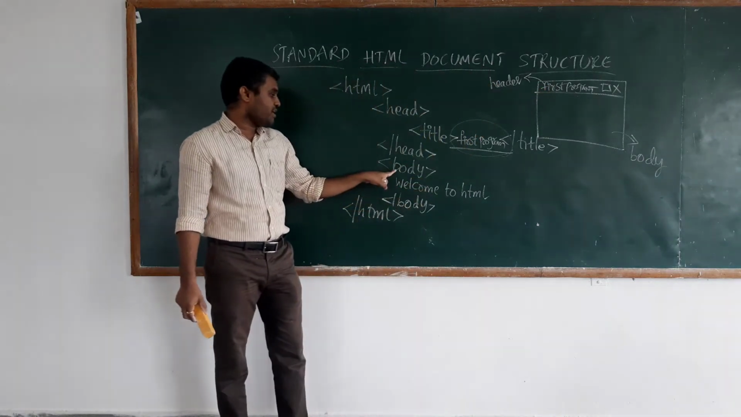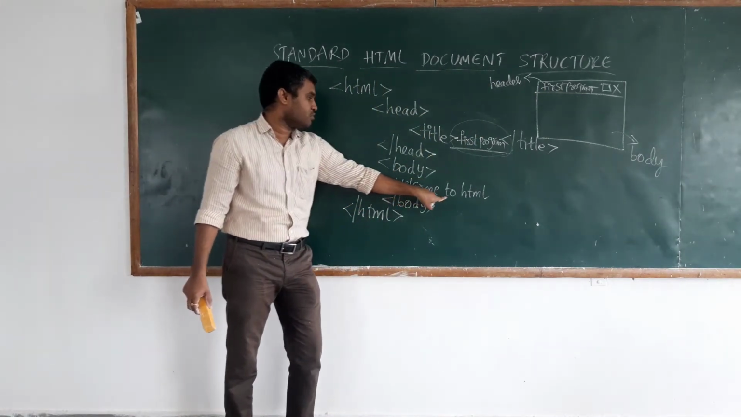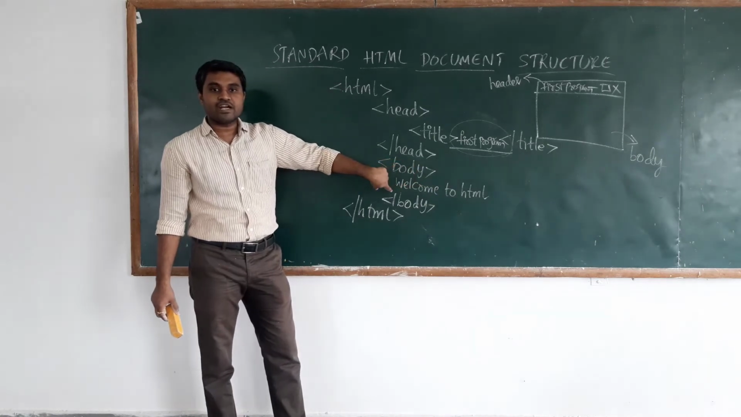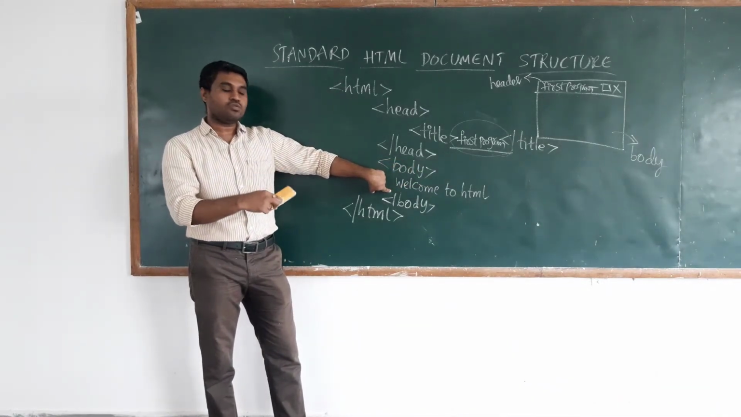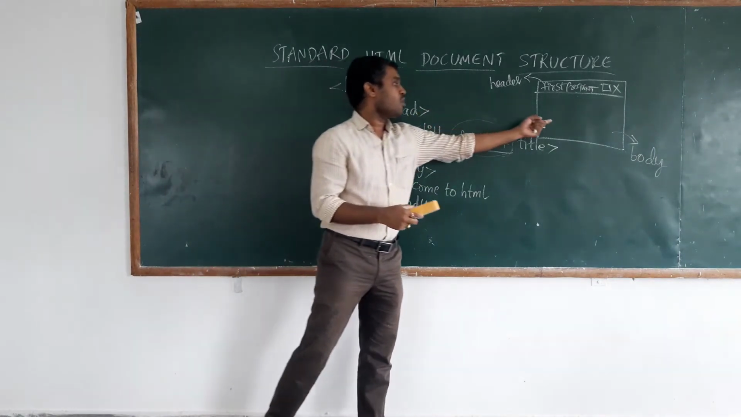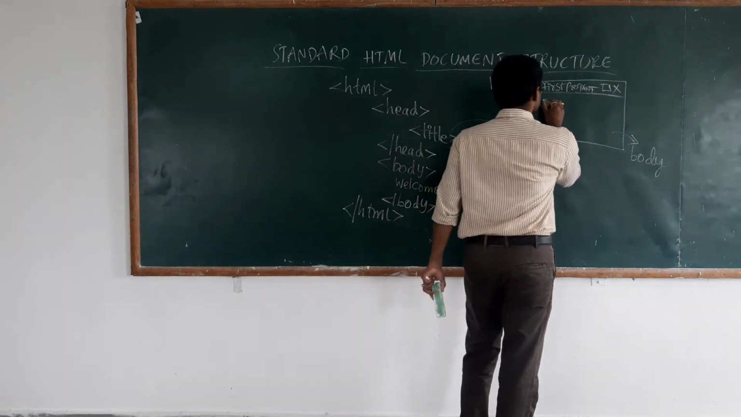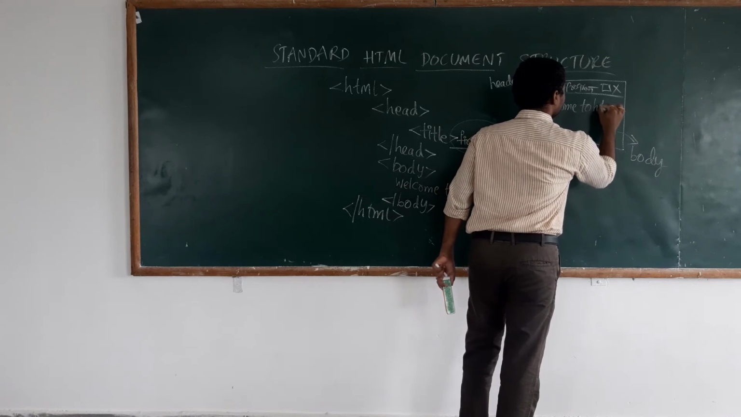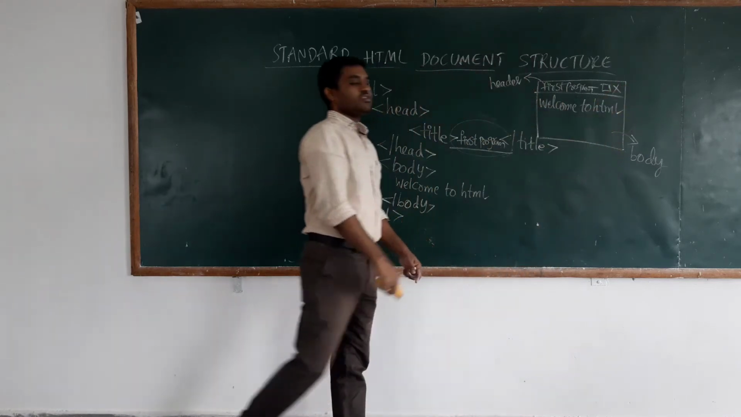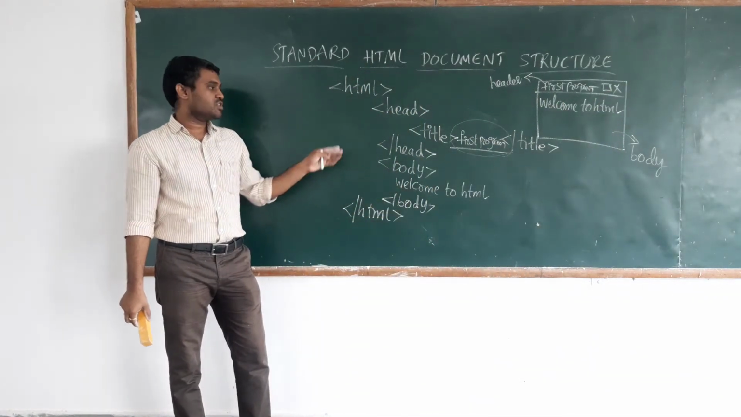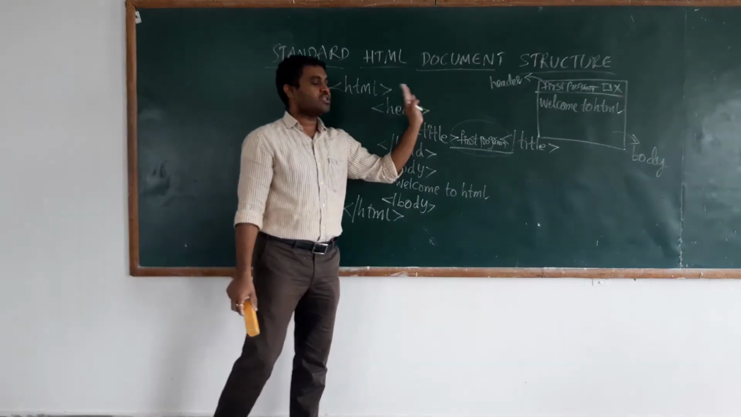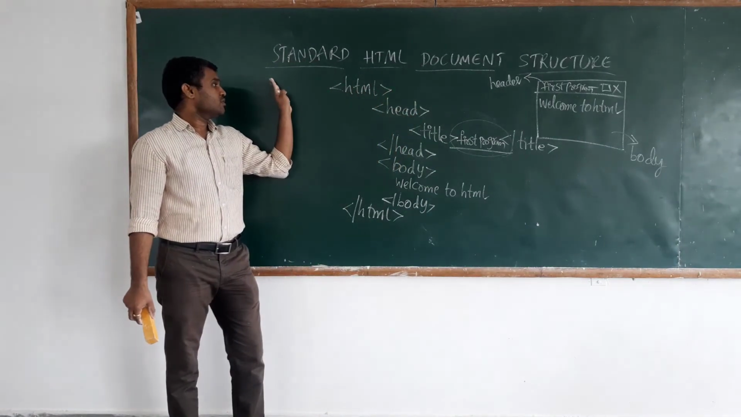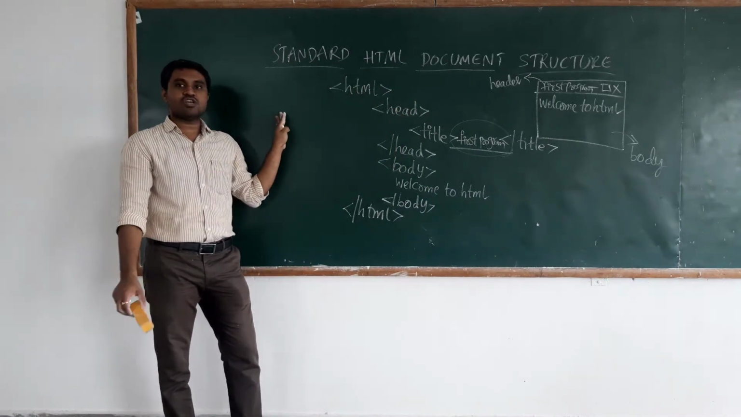Whatever content is placed in the header section will be reflected back here. Now in the body section you have written welcome to HTML. This content will be displayed on the web page, in the body section of your web page. So the body section contains welcome to HTML. So this is your output. This is the sample program and that is the output. This topic discusses standard HTML document structure.